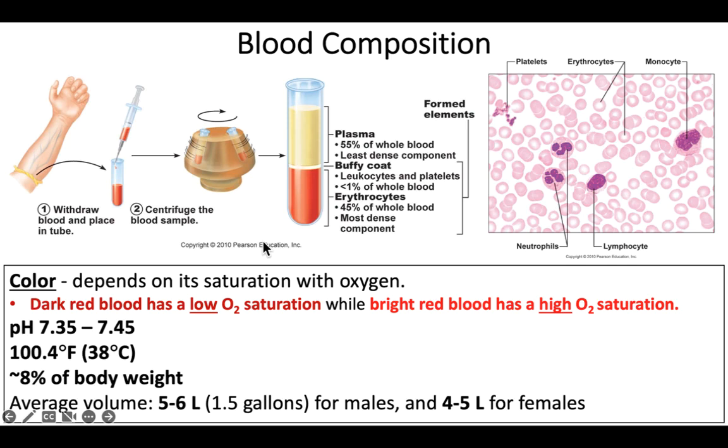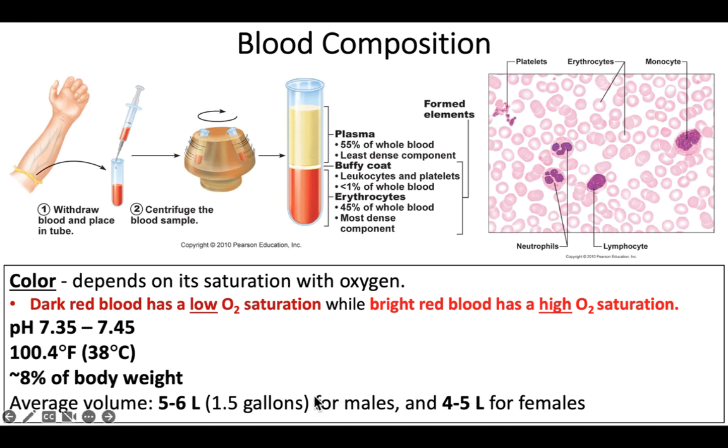A little bit about the characteristics of blood. Color. Color depends on how much oxygen. We call that oxygen saturation. The more oxygen the blood has, the brighter red it becomes. The less oxygen, it becomes more of a dark red. A lot of times we think blood is blue and red. Blood is never blue. Some of the veins appear blue beneath the skin, but that's more the color of the blood vessel and not the color of the actual blood.